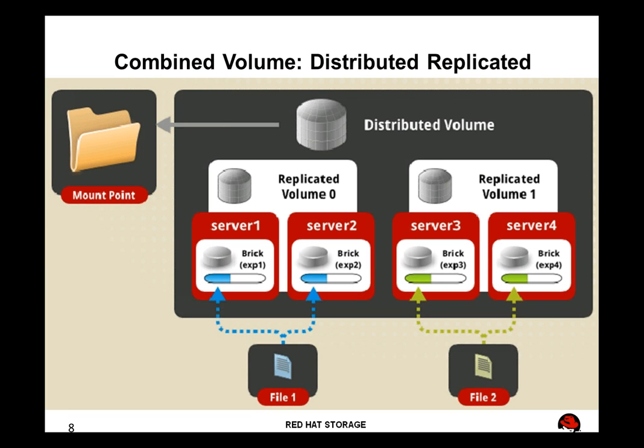To scale that out, we just combine those two volume types, distributing across replicated volumes, so you get the high availability, think of it like a mirror, right? And then you get the distribution to scale horizontally. Hundreds of terabytes, petabytes are not a big deal with Red Hat storage.